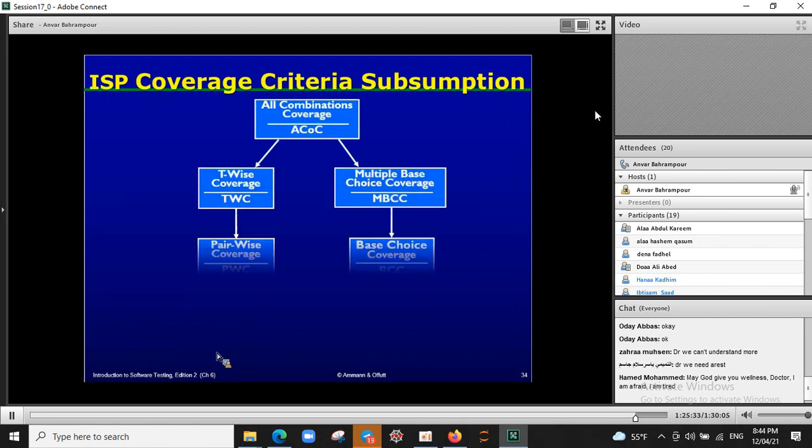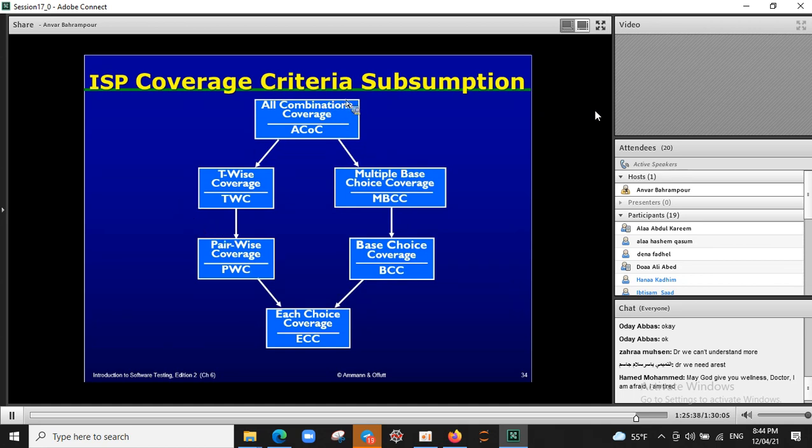This chart shows the subsumption relation between all the 6 coverage criteria explained in this session. At the top of them, we have the all combination coverage criteria. At the bottom of them, we have each choice coverage criteria. As you have seen in this session, all combinations consider all possible tests, and each choice is the smallest set, as you've seen in this lecture.